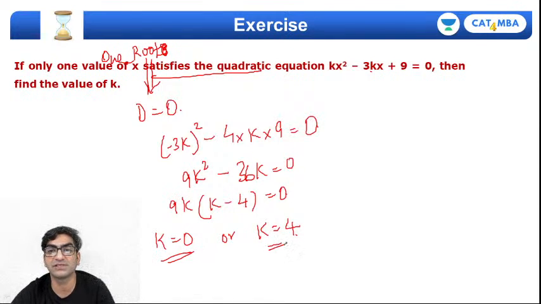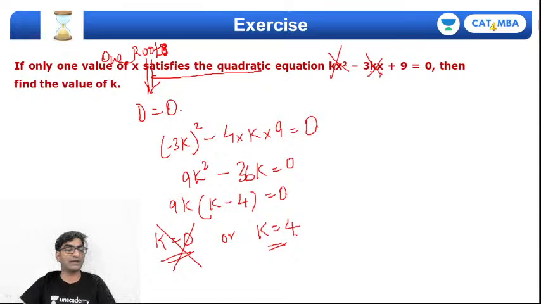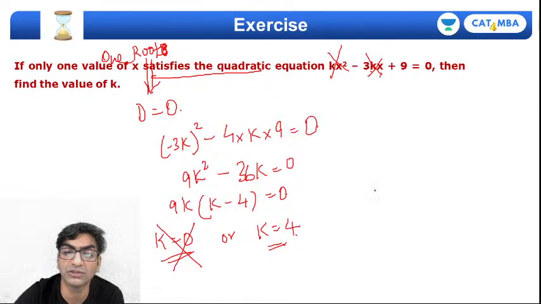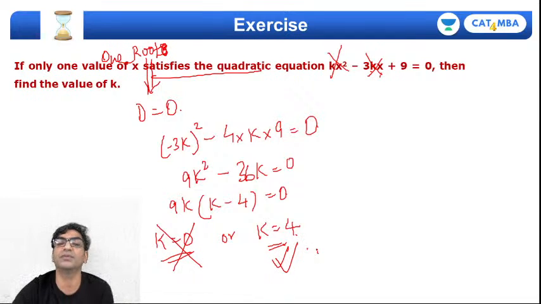K can take either of these two values. Obviously k equal to 0 won't be allowed, because then both these terms will go away. It won't be a polynomial at all. It will be a constant. So you normally won't allow that to happen. So the one that you will enter should be k equal to 4.